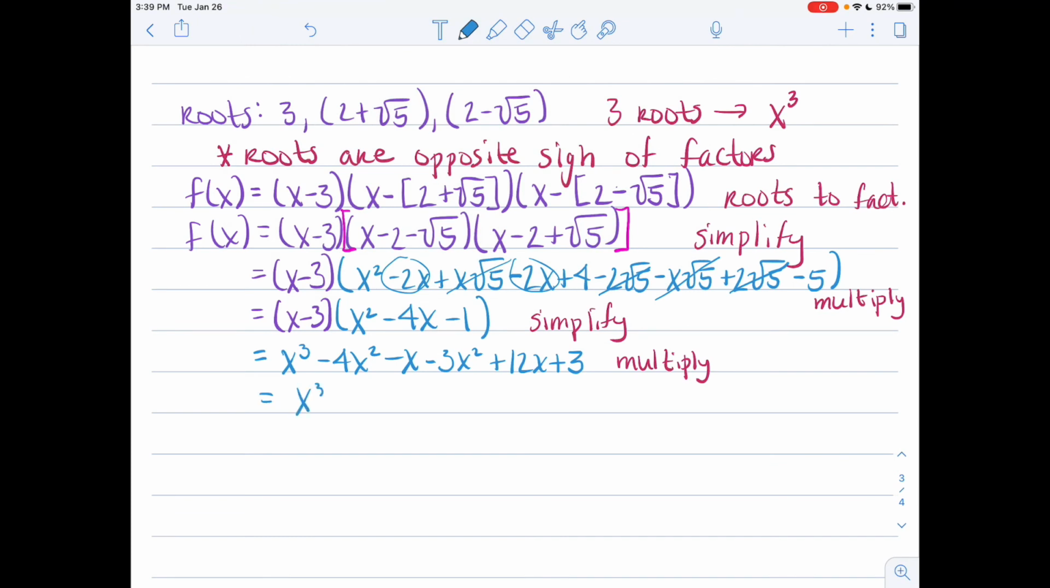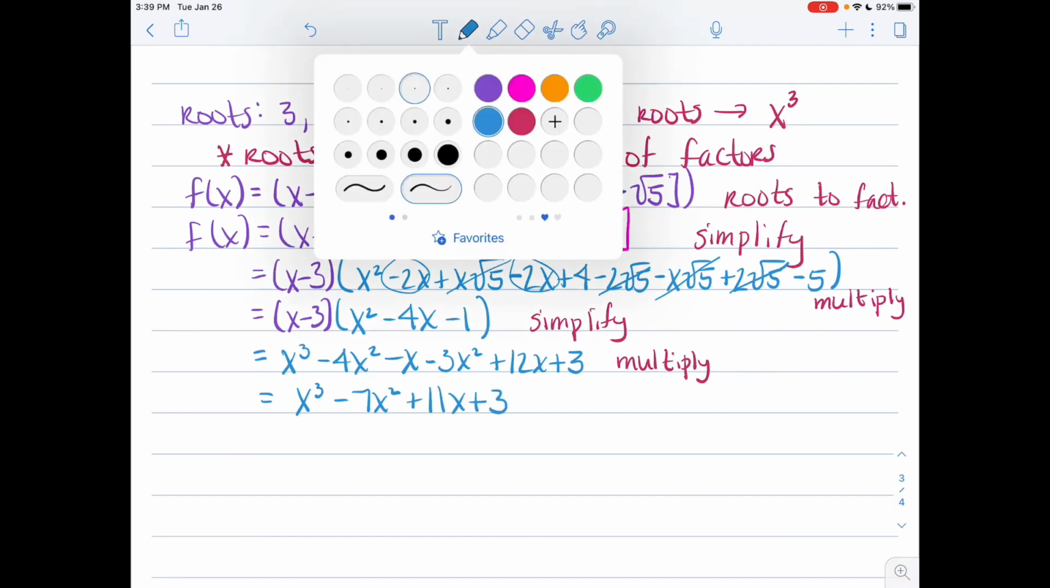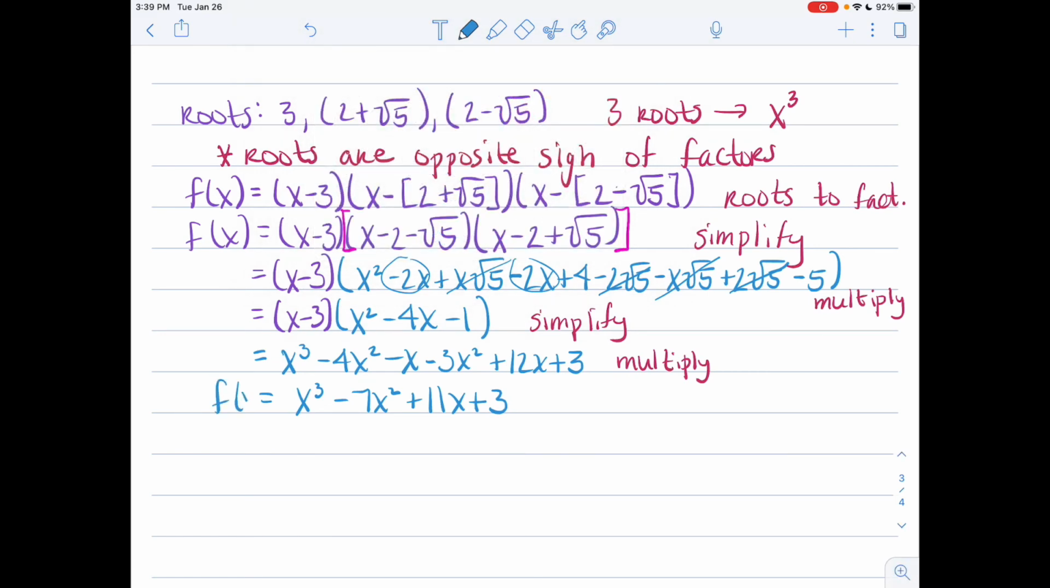x to the third and minus 7x squared when I combine the x squared terms, plus 11x and plus 3. And this is my final f of x. Notice that it's written in standard form, and that's it.